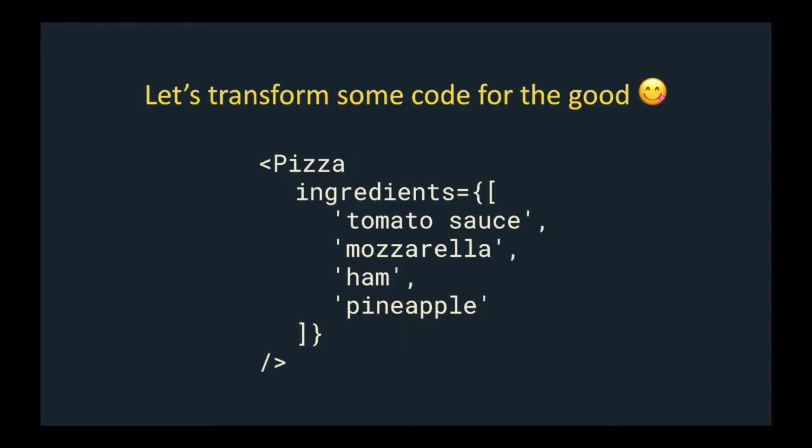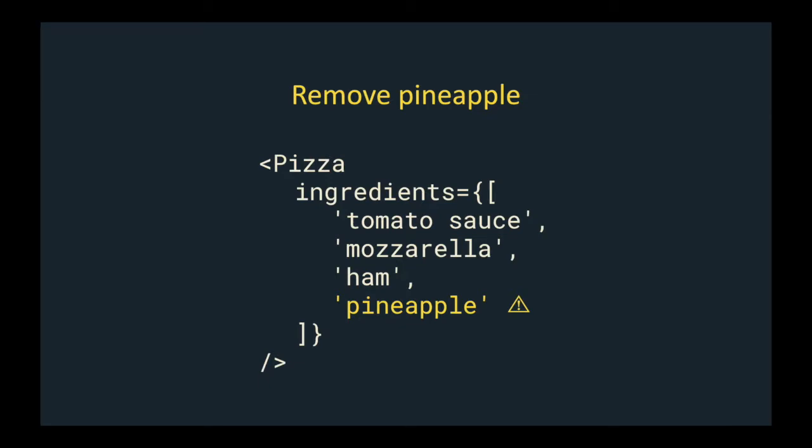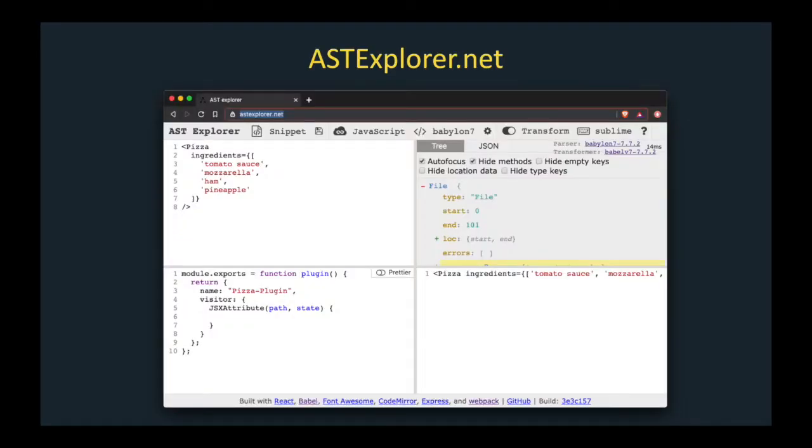In order to do this, we're going to transform some code. If you haven't figured it out by now, I like pizza a lot. This is a piece of JSX, and on screen you can see a pizza element, which takes a prop called ingredients, which is an array of ingredients: tomato sauce, mozzarella, ham, and pineapple. Since I'm Italian, pineapple is a no-no for me, so we're going to get rid of that with a Babel plugin.